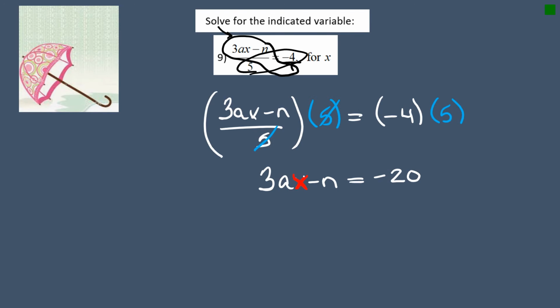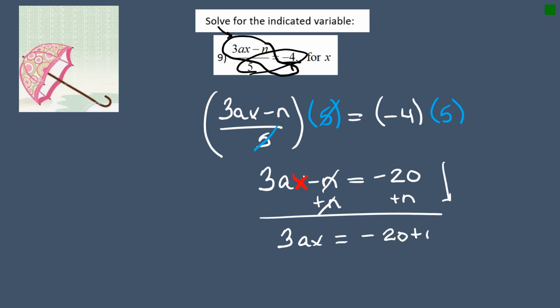So I need to move that minus n. I do that by adding n to both sides. Cancel it. I have 3ax. Remember, read down, right across. What does it say? It says negative 20 plus n. I can't put it together, so I'm going to just leave it, negative 20 plus n. Over here, no addition and subtraction, so I'm going to divide.